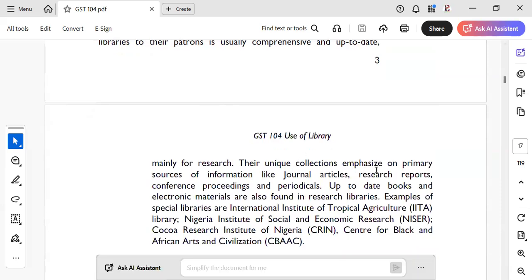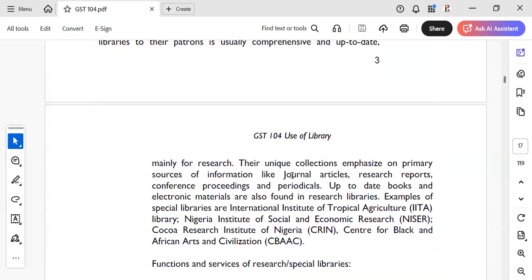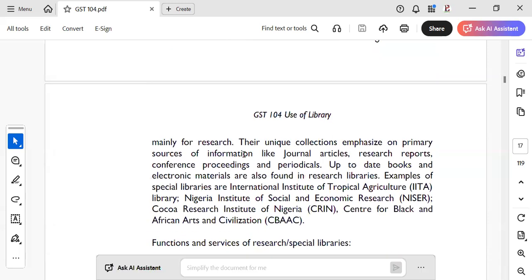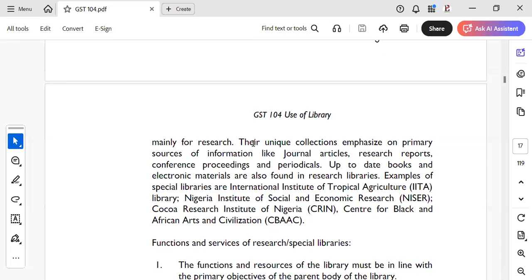Their unique collection emphasizes primary sources of information like journals. Now, this is another thing we should learn here. Examples of primary sources of information are journal articles, research reports, conference proceedings, and periodicals. There's a question on that. That's why I stress that place. So I ask you that the following are primary sources except.